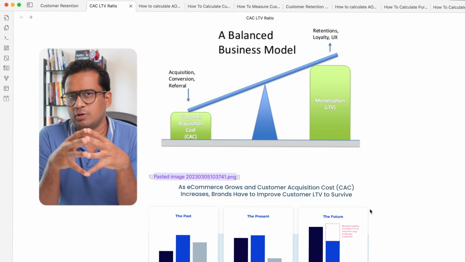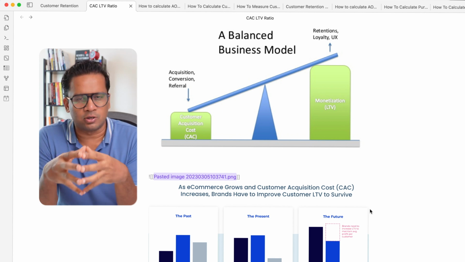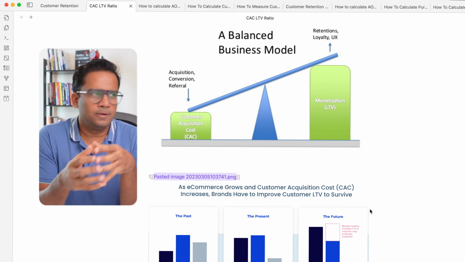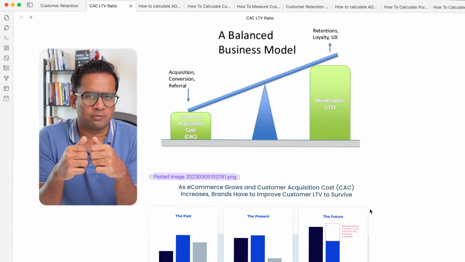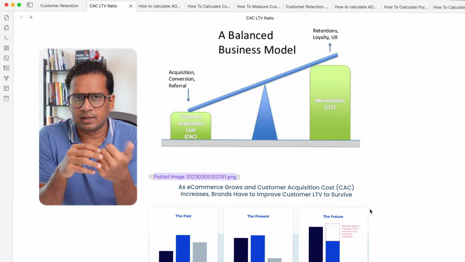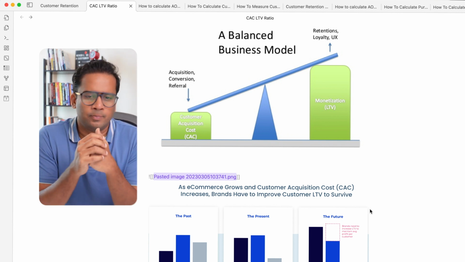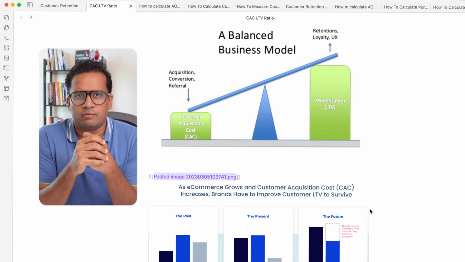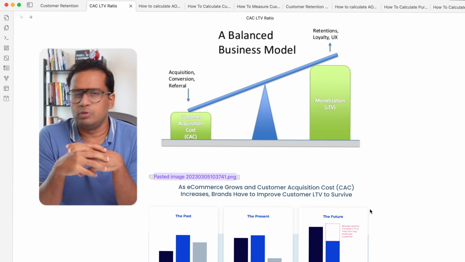So even if you have your LTV to CAC sorted at this stage, you need to keep monitoring it. There are three metrics to monitor. One, don't look at blended CAC, look at the individual channel CAC. Second, look at your average order value and figure out how to increase it. And third, how to increase your repeat purchases.